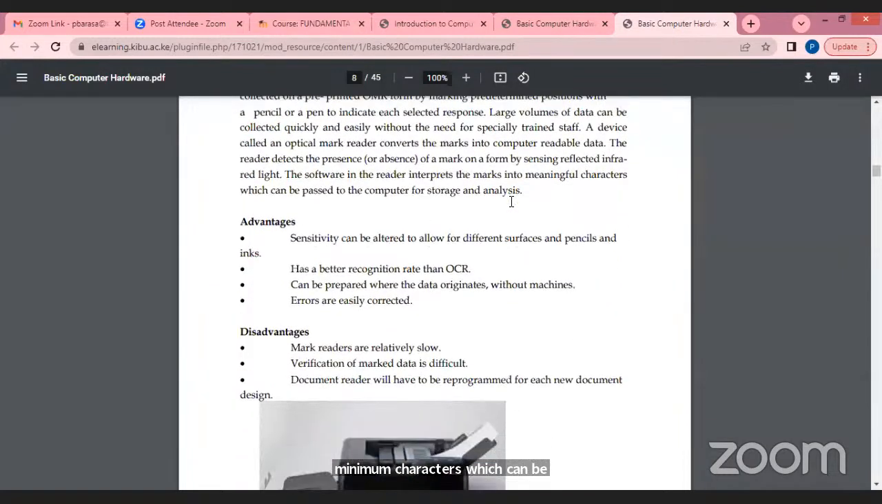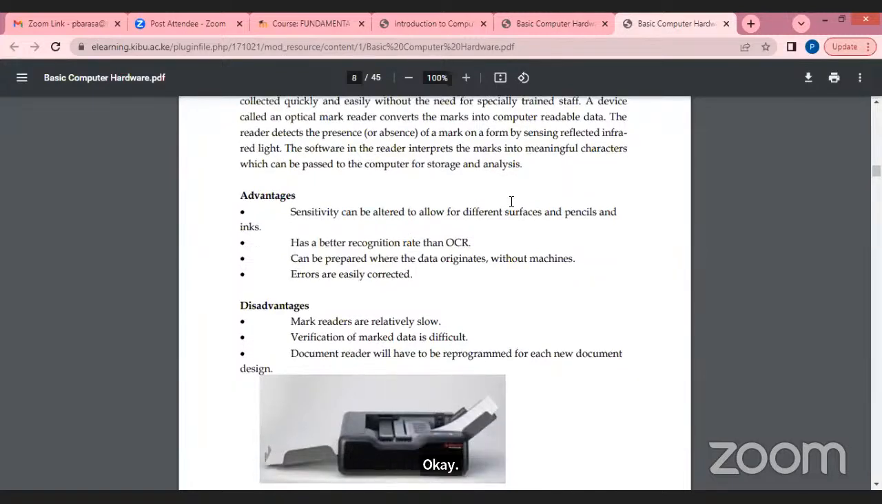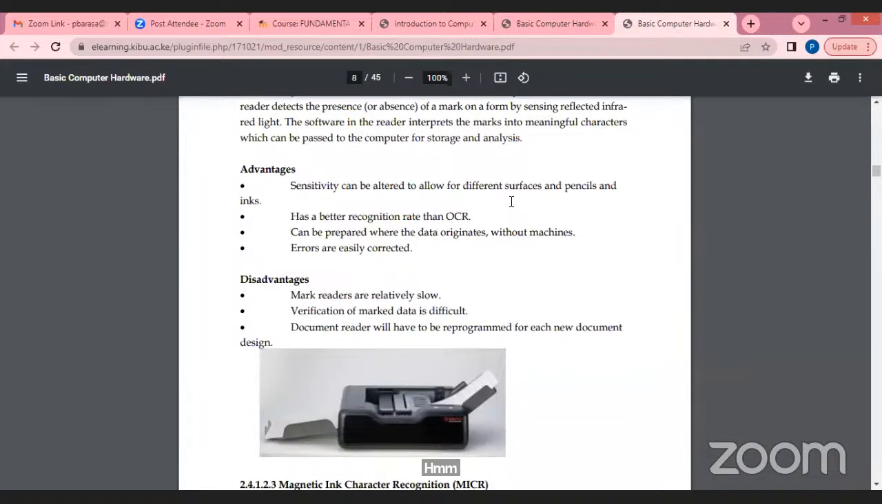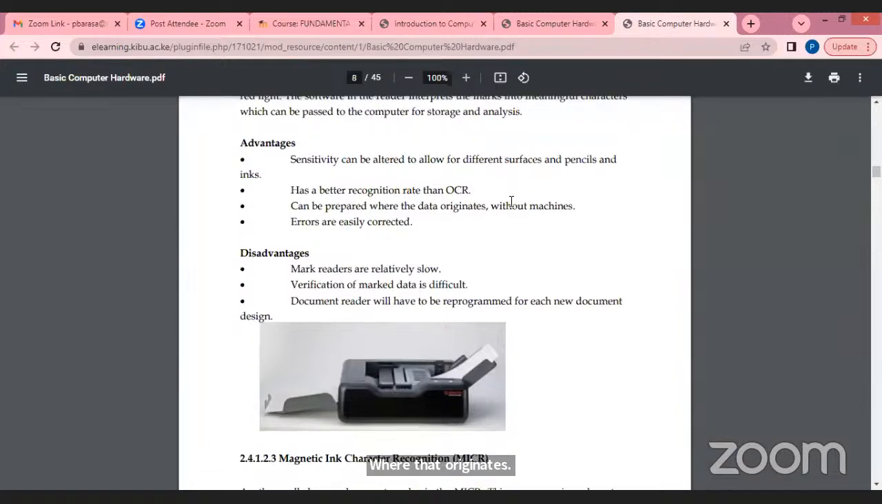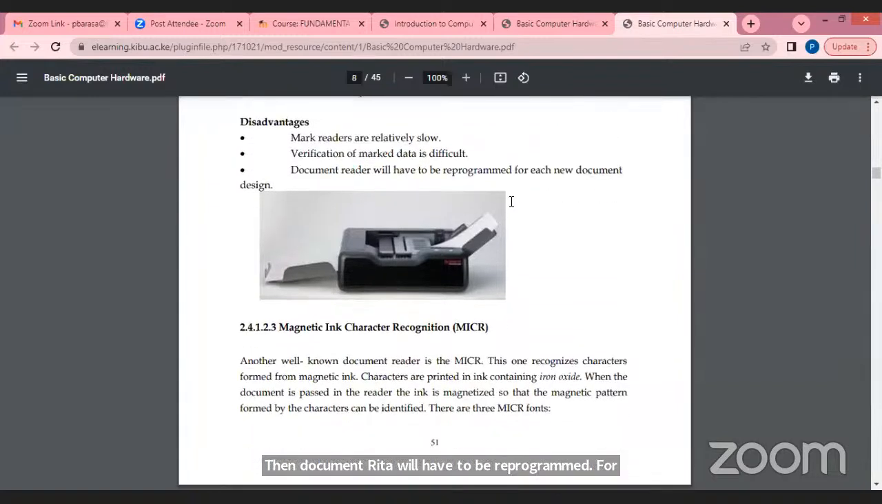So the advantages are that sensitivity can be altered to allow for different surfaces, pencils and inks. It has a better recognition rate than OCR, and can be prepared where data originates. Errors are easily corrected. Disadvantages: mark readers are relatively slow. Verification of mark data is difficult. The document reader will have to be reprogrammed for each new document. So those are issues that we have to look at.